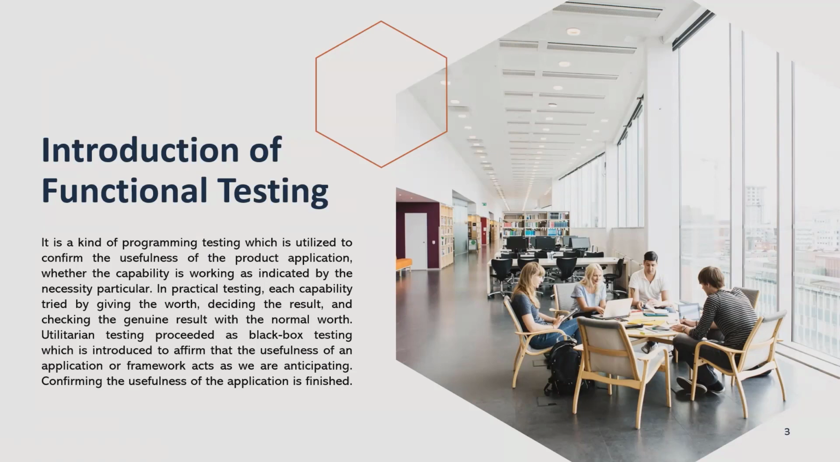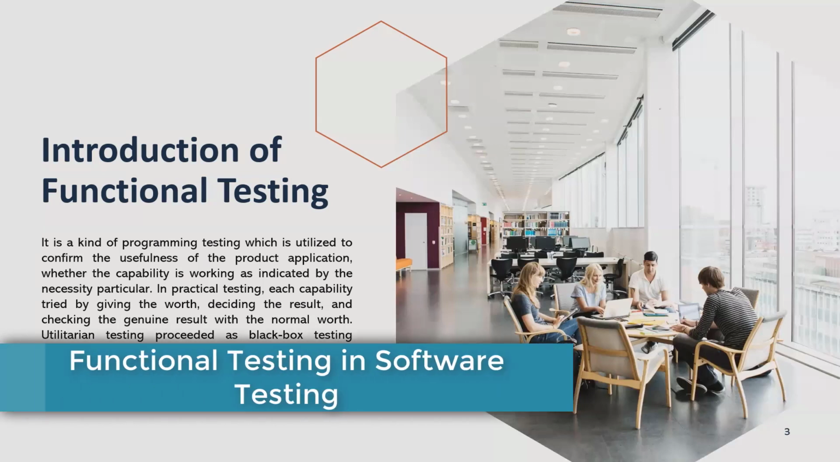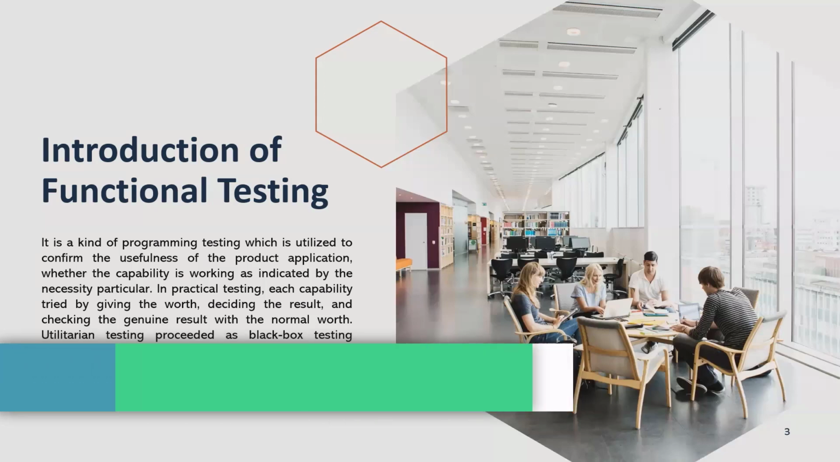So practically, each capability is tried by giving input values, deciding the results, and checking the actual result against the expected value. Using black box testing, this is done to confirm that the functionality of any application or system behaves as we are expecting. If any part of the application is not giving a desired result, probably people will not like that product and they will run away from this type of application.